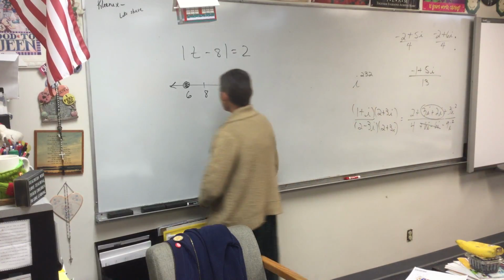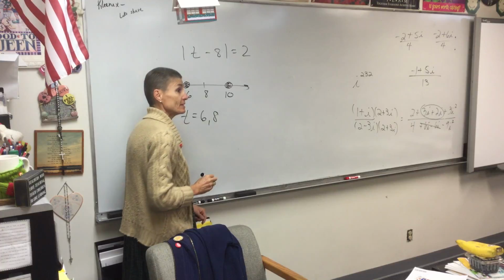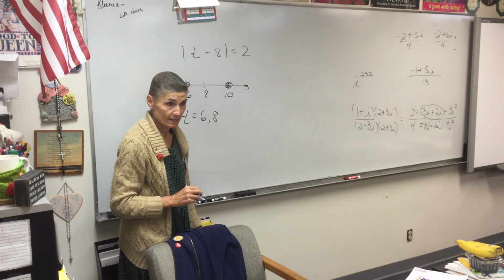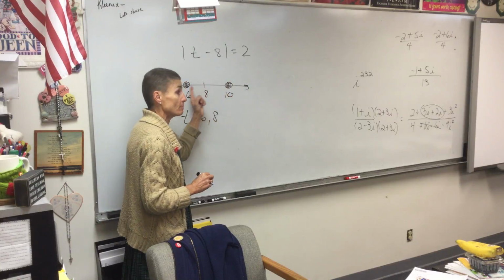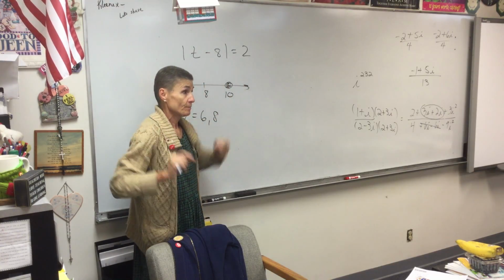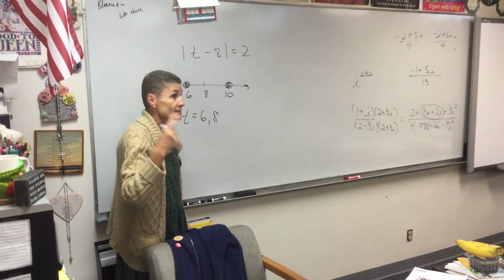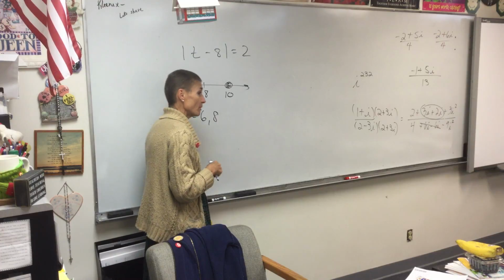Okay, so we got 6 and 10 as the answers. Now, I'm going to graph this and hopefully get 6 and 10 as my answers. If there had been a less than here, I would shade between those two dots, right? If there's a greater than, I'm going to shade outside the dots. What I am saying should sound familiar to you. Okay, now I'm going to graph it on my calculator.